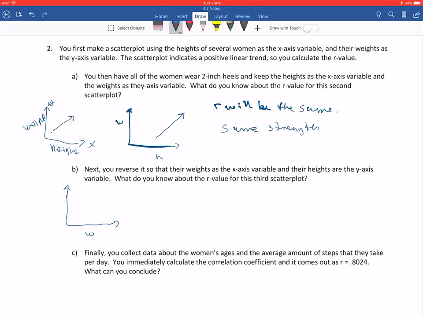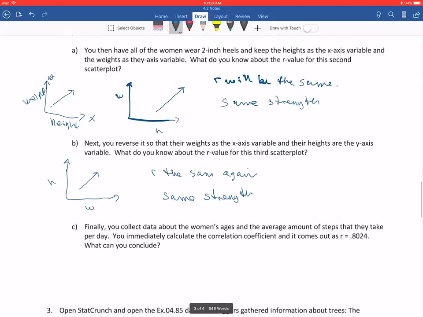If you reverse your variables so that you have weight as your x and height as your y, again, it's going to reverse the points. It might make your line slightly in a different spot, but it's still going to be related with the same strength. So r will be the same again, because it's the same strength in that relationship.